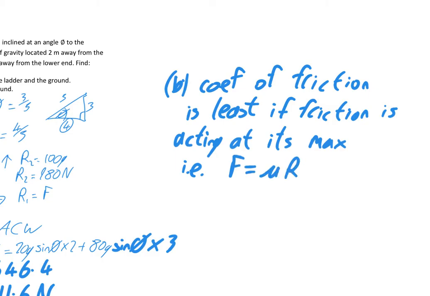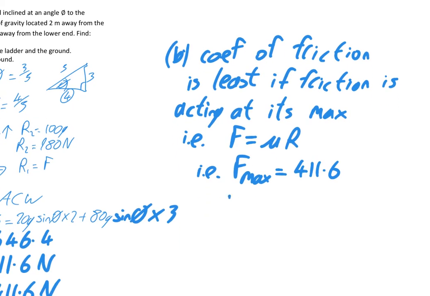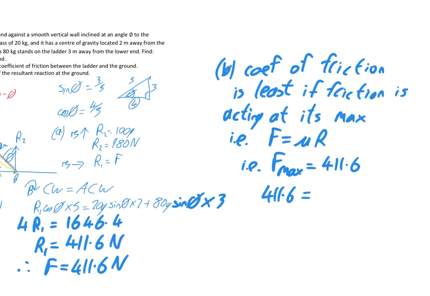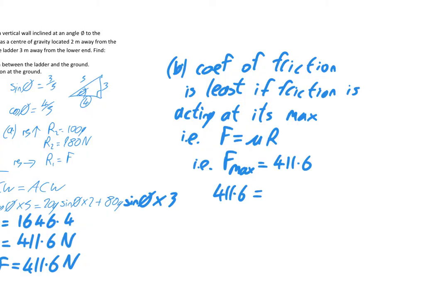Okay, so that means in this case, i.e. your F that you've just worked out, your F max was equal to whatever you've just worked out, 411.6. So that means 411.6 is equal to my R2, which I worked out, which was 980. So that's mu times 980. And then you can work out your mu works out to be 21 over 50, which is 0.42. Okay.